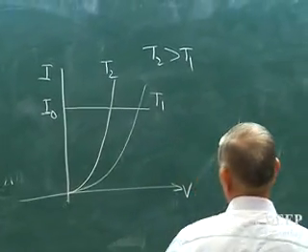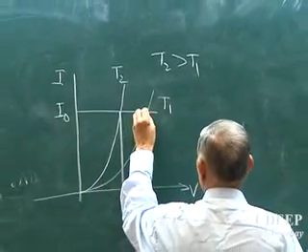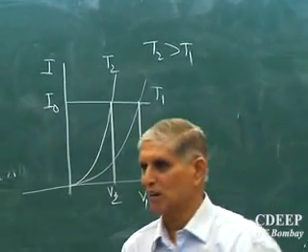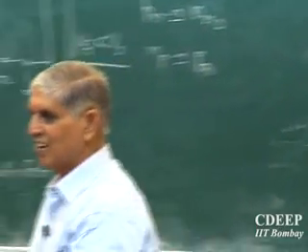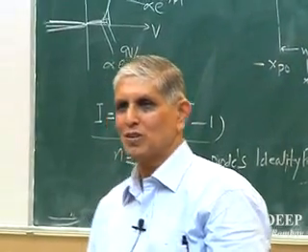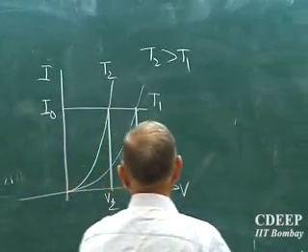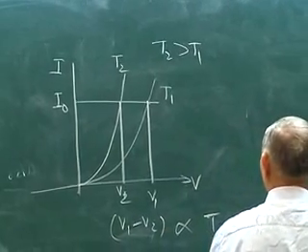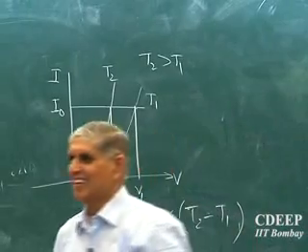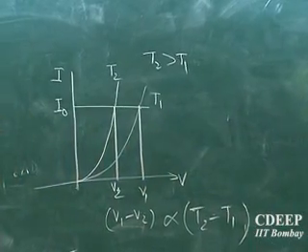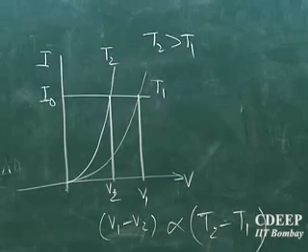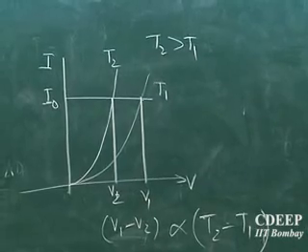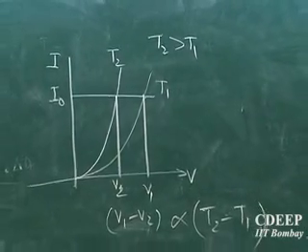At these two temperatures, I can monitor V2 and V1 from the IV characteristics. I can just measure the drop. Okay, so I know V1 and V2. V1 minus V2, or V2 minus V1, is proportional to the temperature difference. So what is this device? A thermometer. It's a temperature sensor. A diode can act like a temperature sensor. Is that clear? Change in temperature is proportional to change in voltage.